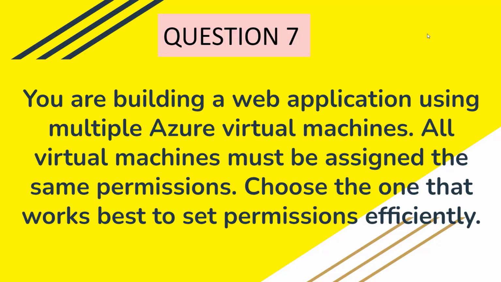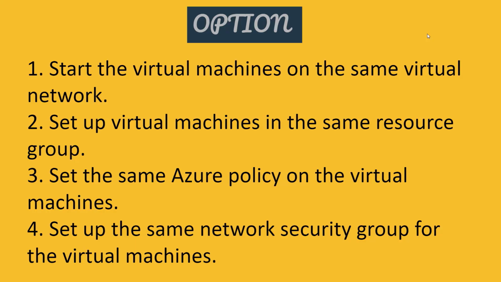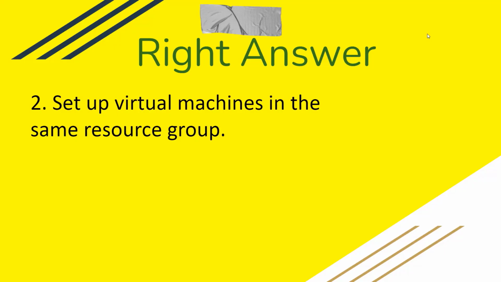Question 7. You are building a web application using multiple Azure virtual machines. All virtual machines must be assigned the same permissions. Choose the one that works best to set permissions efficiently. Option 1. Start the virtual machines on the same virtual network. 2. Set up virtual machines in the same resource group. 3. Set the same Azure policy on the virtual machines. 4. Set up the same network security group for the virtual machines. Right answer. 2. Set up virtual machines in the same resource group.